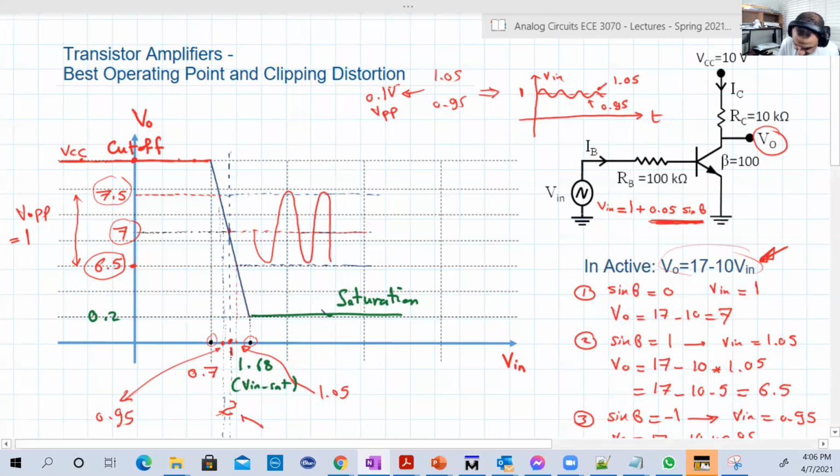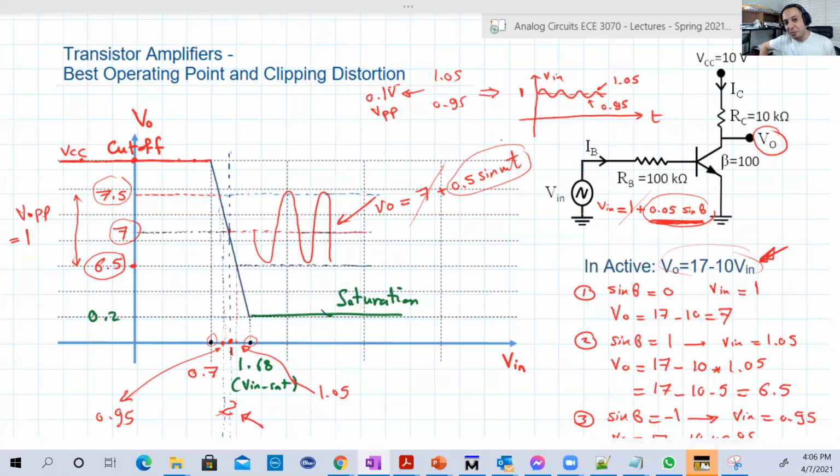Now compare the input here to the output here. So the output basically would be 7 plus half sine omega t. This is exactly what happened. If we ignore the DC portion of both input and output, which is 1 here and 7 here, the AC portion was here 0.05 sine omega t, and here it's 0.5 sine omega t. So it's multiplied 10 times, right? So there is amplification here by 10 times.